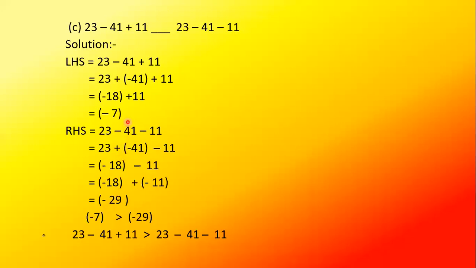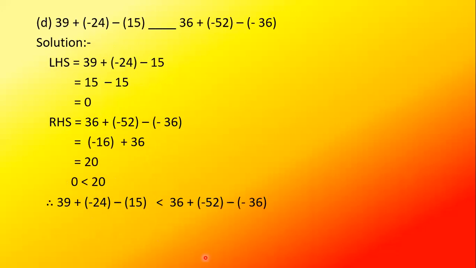So LHS answer is minus 7 and RHS is minus 29. Same like the previous question. Minus 7 or minus 29, which is greater? Minus 7 is greater, right? Minus 7 is greater than minus 29. So the first part is greater than the second part. We will place the greater sign here, right? Okay, now I have taken question D.